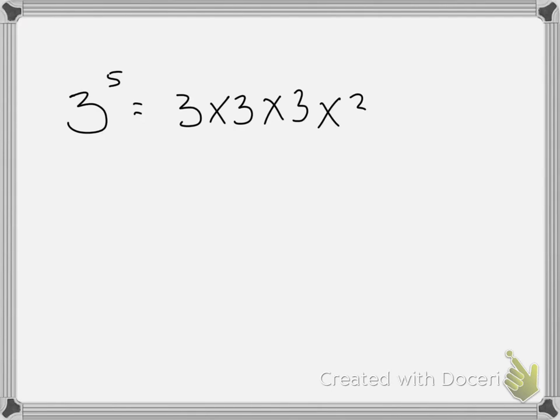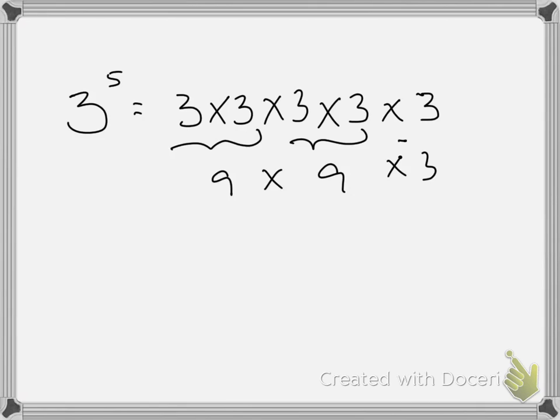If you have 3 to the 5th power, that means that you have 3 times 3 times 3 times 3 times 3. And that is going to be 9. That is going to be 9 times 3. And 9 times 9 is 81 times 3. And 3 times 80 is 240, 243.